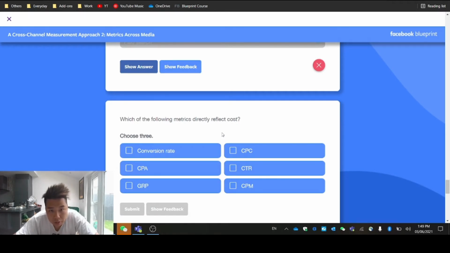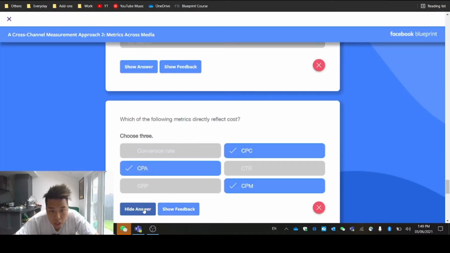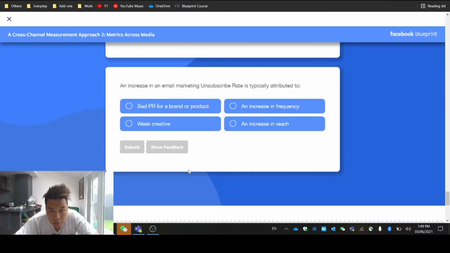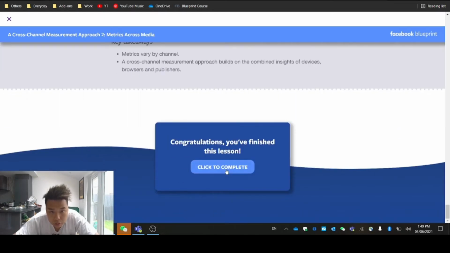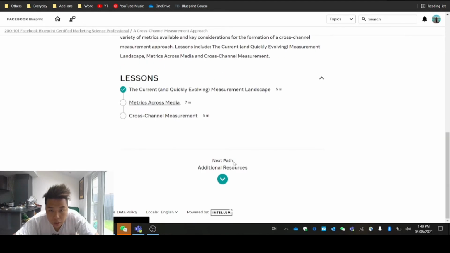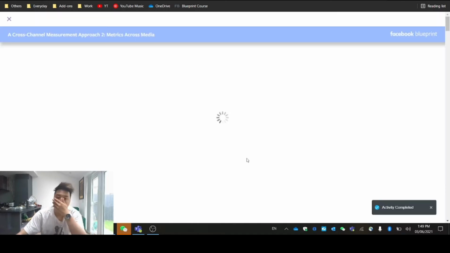Which of the following metrics directly reflects cost? Cost per click, conversion rate. Okay, sorry. So it's these three actually. CPC, CPR, CPM. Okay, increasing in an email marketing unsubscribe rate is typically attributed to frequency. Yeah, I hate how you have to do it twice again. It's a bit of time wasted, to be honest.